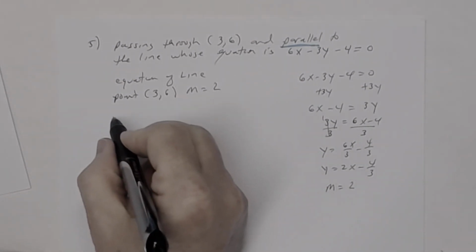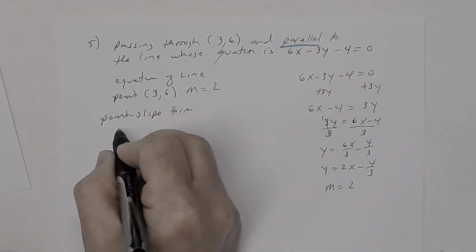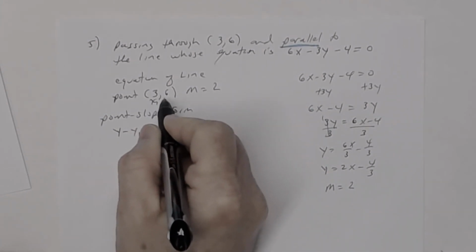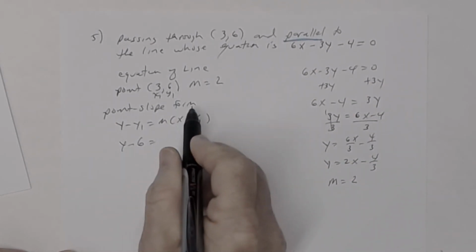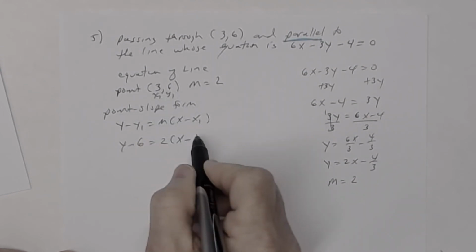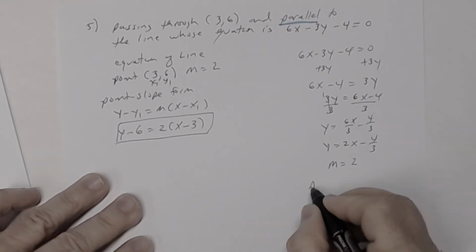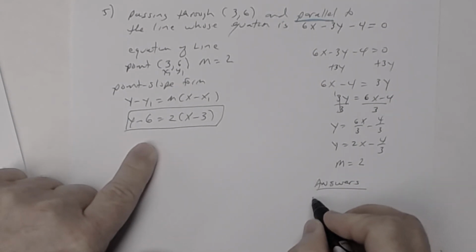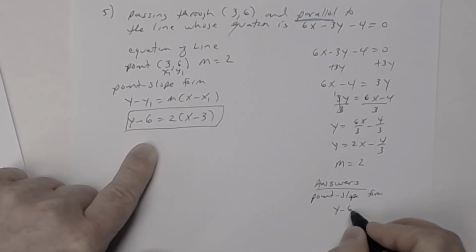So now I can go directly to point slope form. Okay, you're going to say y minus y1 equals the slope times x minus x1. So let's call this x1, this y1. All right, so we get y minus y1, which is 6, equals the slope, which is 2, times x minus x1, which is 3. And you're done. Well, you're done for point slope form, right? So the equation of that line, one of them in point slope form, is y minus 6 equals 2 times x minus 3.